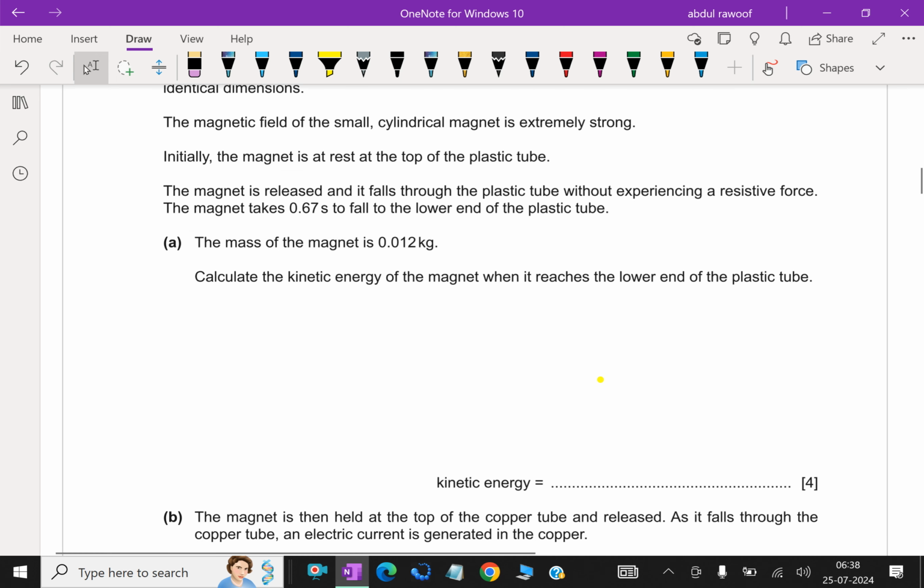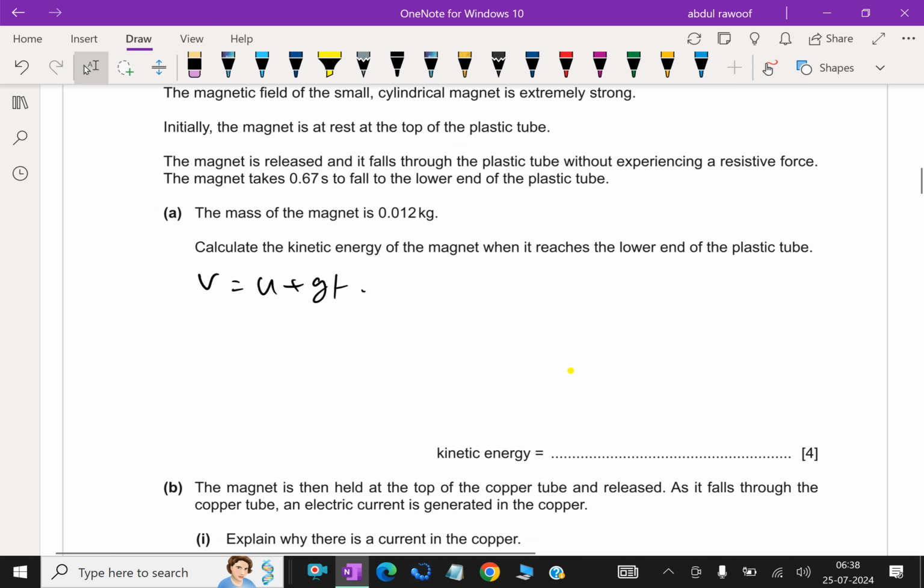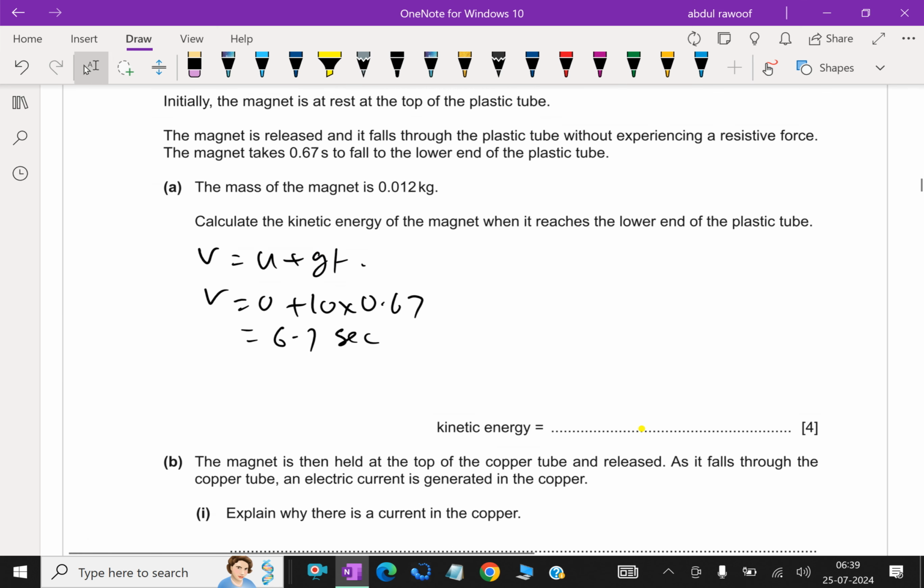The first one, v equals u plus gt. Final velocity is initial velocity plus gravity into time. That is v equals 0 plus 10 into 0.67 seconds, which is equal to 6.7 meters per second.